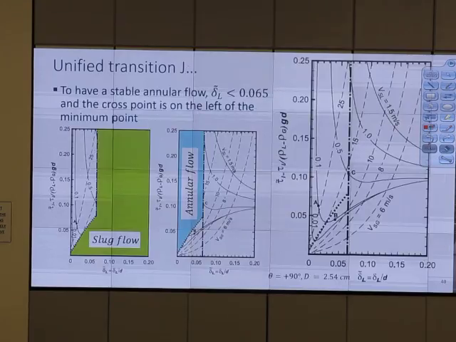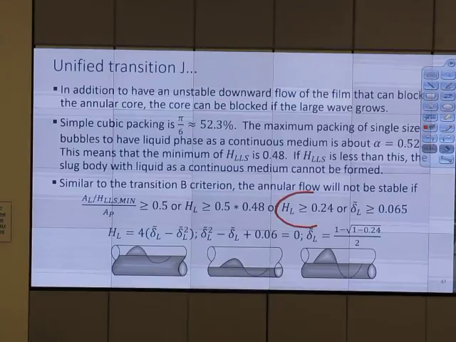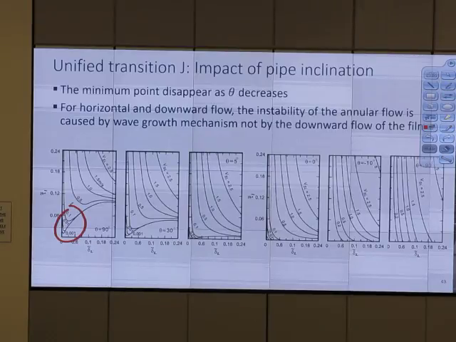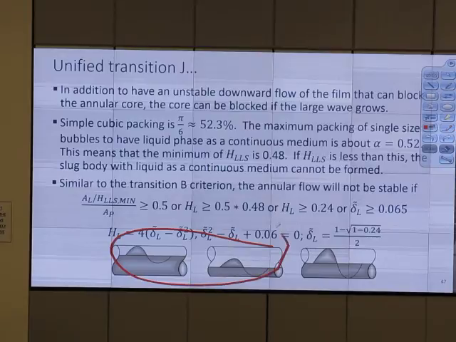But you use this. This thing is about unstable, or there are two methods to make annular flow unstable. The first way is to have it naturally flowing back. That happens in vertical flow, but horizontal flow cannot naturally flow back, right? So that mechanism doesn't happen. So that is not the mechanism that makes annular flow unstable. The mechanism that makes annular flow unstable is a wave growing mechanism, which is similar to transition B in chapter 3.